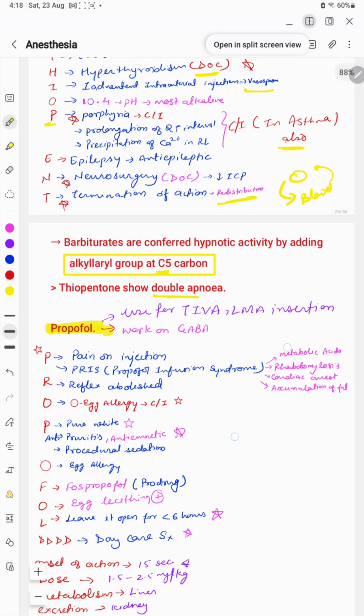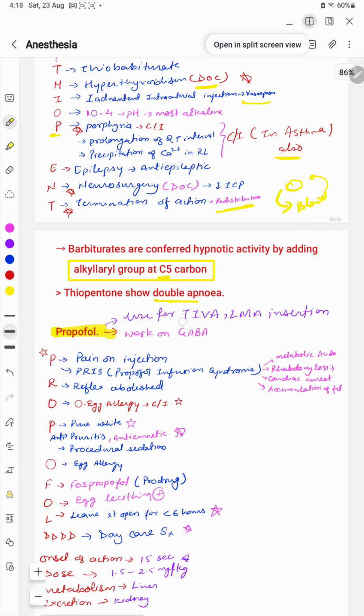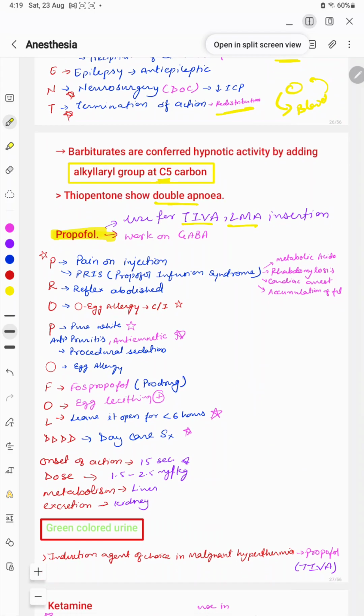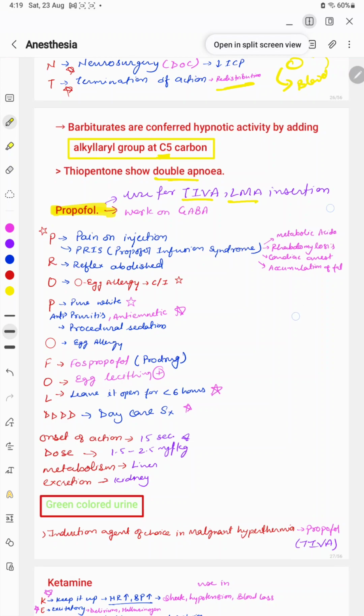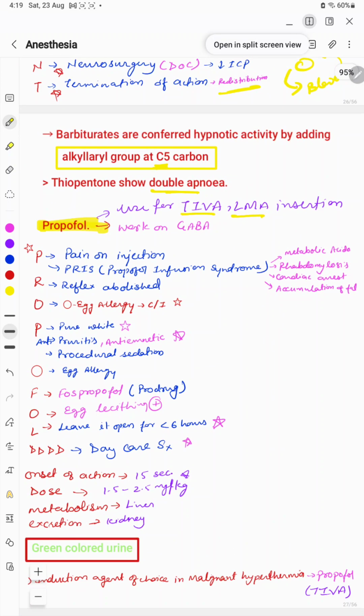Now, propofol is used for TIVA and LMA insertion. Propofol works on the GABA receptor, already told you. Now we will remember propofol by the mnemonic PROPOFOL. P is for pain on injection, and P for propofol infusion syndrome. When we infuse for a long time, we use propofol as an infusion.